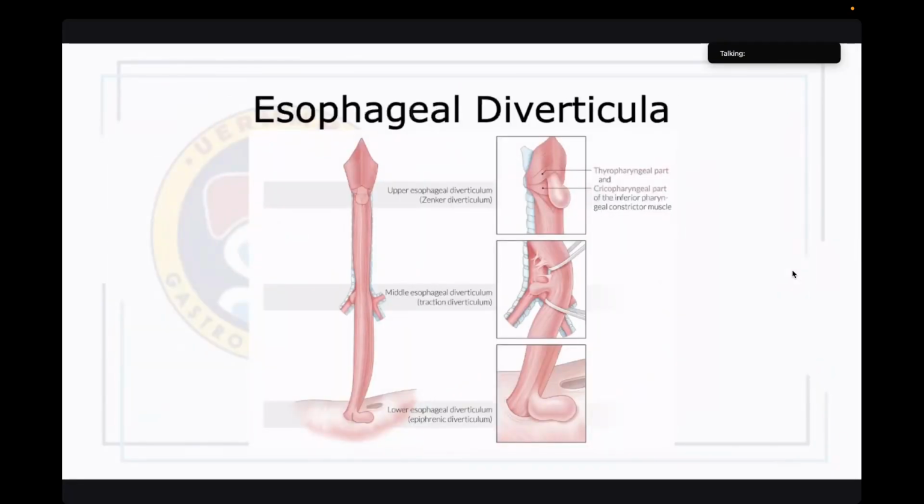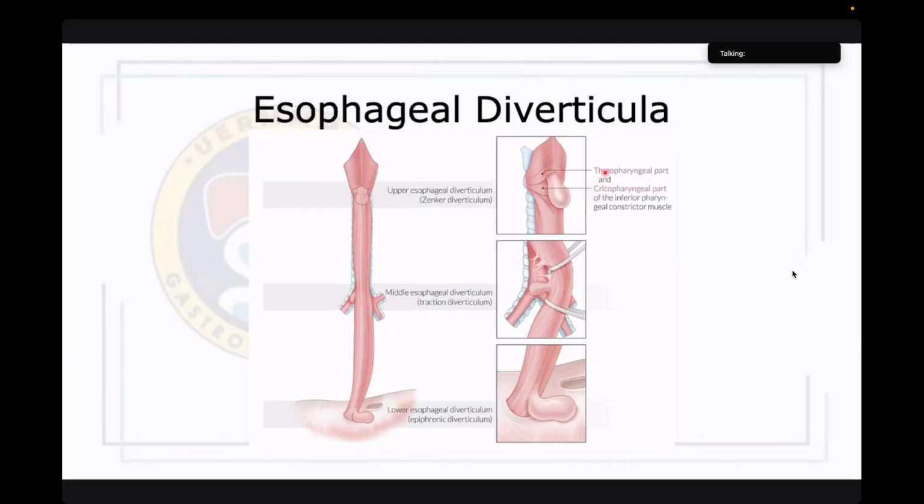The next structural abnormality of the esophagus is esophageal diverticula. These are pouches that form in the lining of the esophagus and are usually caused by increased pressure in the esophagus or by external forces pulling on the esophageal wall. Esophageal diverticula are categorized by location.